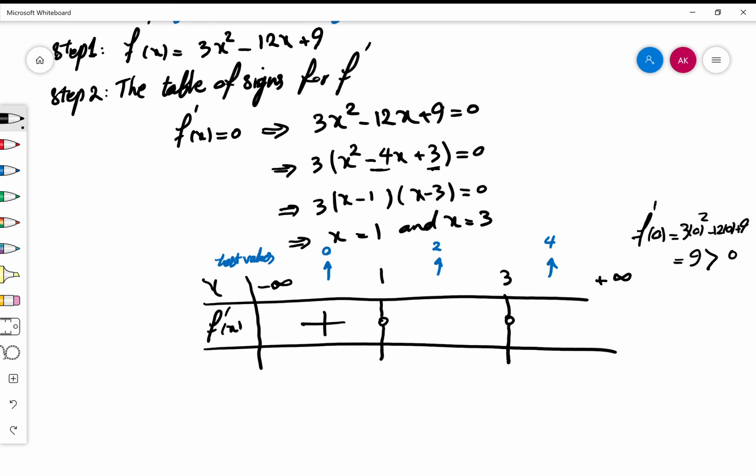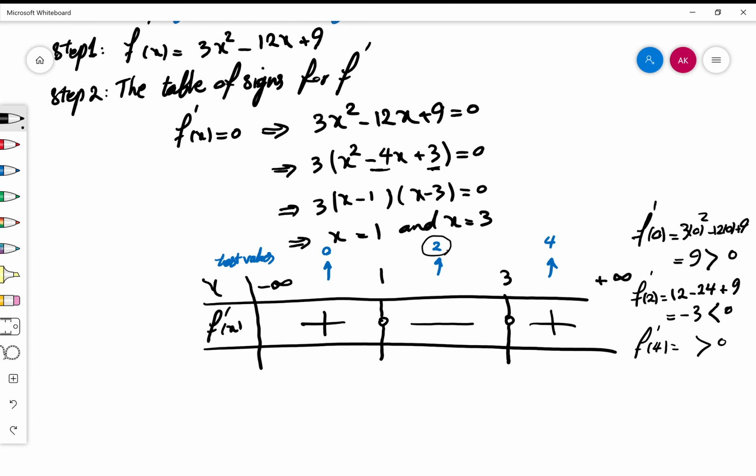How about f prime at the other test value? F prime at 2 is 3 times 4, 12, minus 12 times 2, 24, plus 9. So this is 9 plus 12 is 21, minus 24 is -3. It is a negative number. The value of f prime at the test value is -3. So on the whole interval, it's going to be negative. And f prime at 4, you can do, and you will see it is a positive value. So it will be positive.